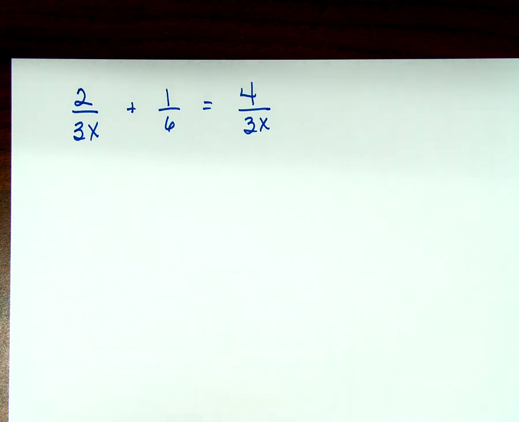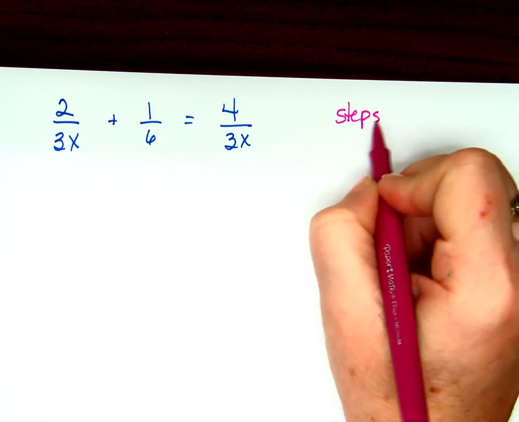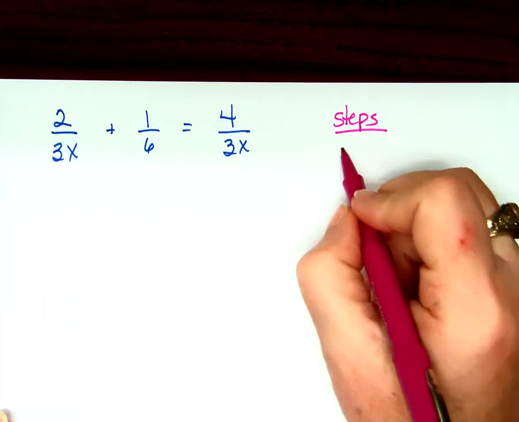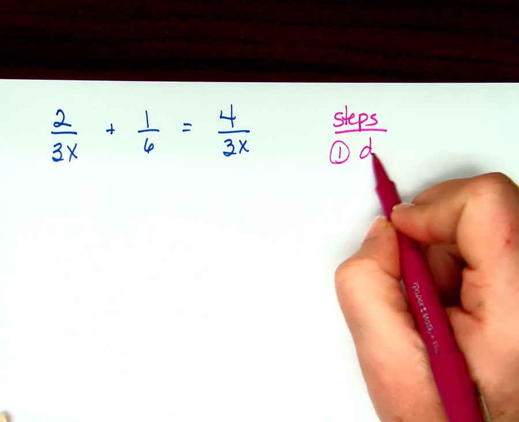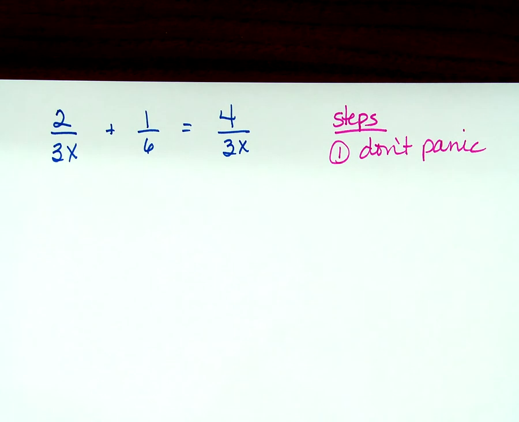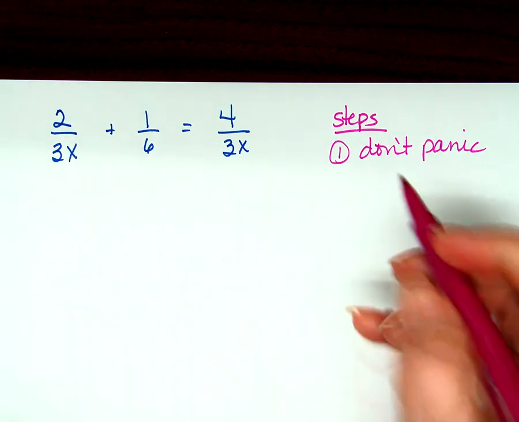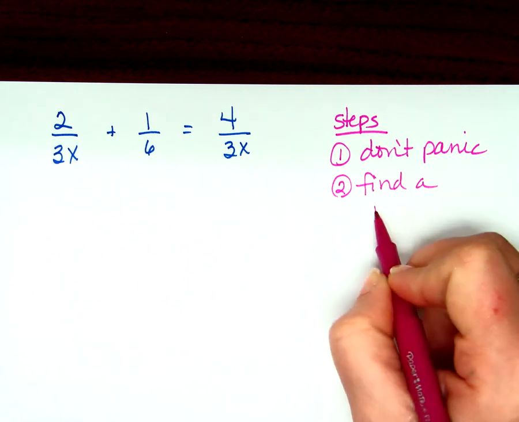Okay. Then we need to get some steps going. Here are our steps. Step number 1. What's step number 1 always? Don't panic. Now, sometimes people have a tendency to panic here because it's not two fractions set equal to each other, and they're like, oh, I know how to do it that way. I don't know how to do this way. You will. You're fine. Okay? Step number 2, find a common denominator.